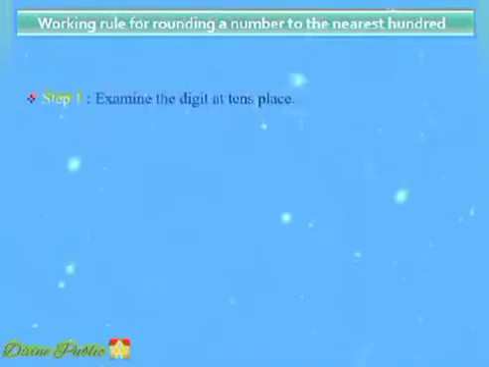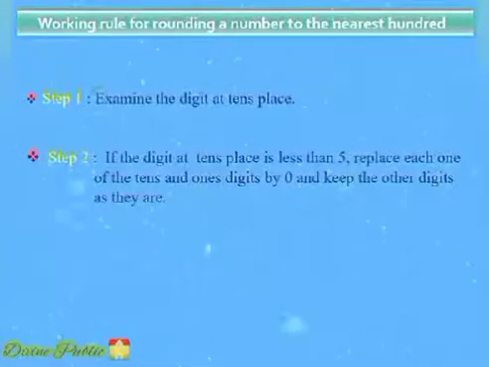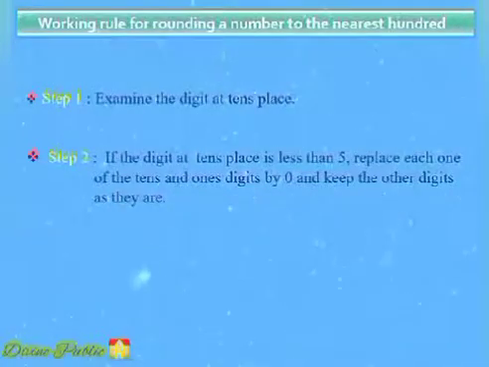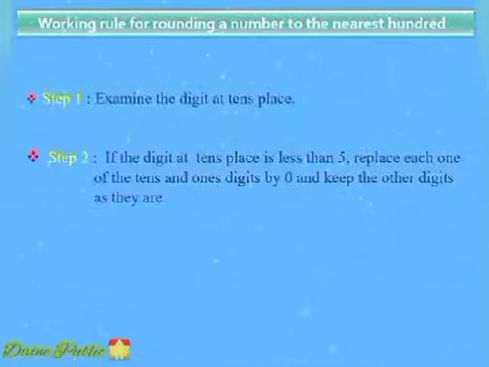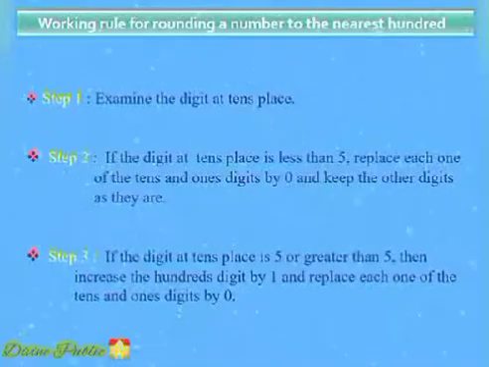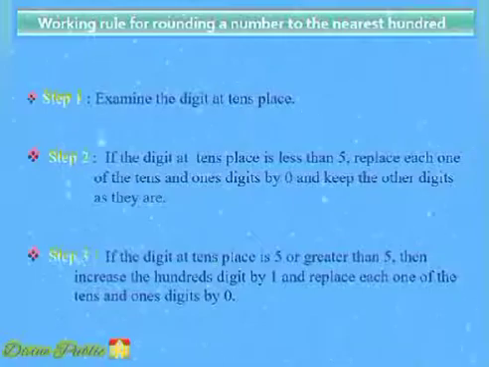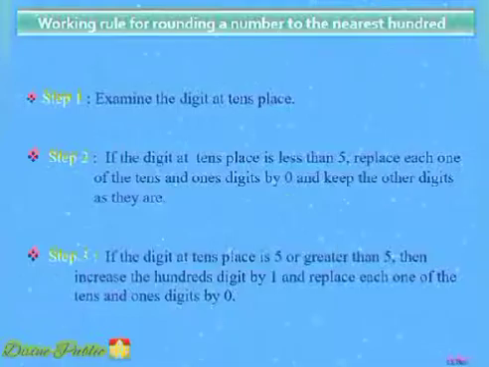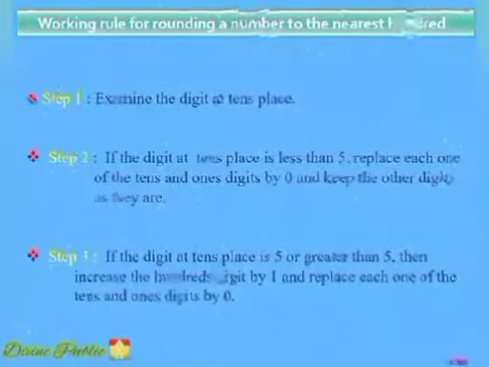Working rule for rounding a number to the nearest 100. Step 1. Examine the digit at tens place. Step 2. If the digit at tens place is less than 5, then replace the ones digit and tens digit by 0 and keep the other digits as they are. Step 3. If the digit at tens place is 5 or greater than 5, then increase the hundreds digit by 1 and replace the ones and tens digit by 0.